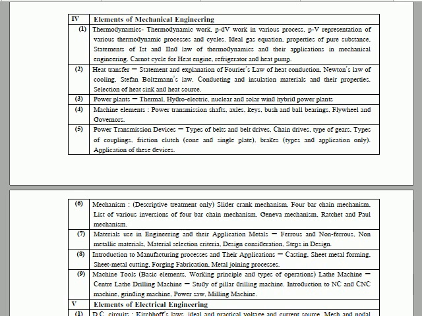After that, machine element, power transmission, shafts, axles, power transmission belt drives, gears, clutches, couplings, brakes, etc. Then mechanism, slider crank mechanism, 4-bar chain mechanism, different inversions of 4-bar chain mechanism. Thereafter, the materials used in engineering, metal, ferrous, non-ferrous metal, non-metallic material criteria, different conservation steps. Then after that machine tools, lathe machine, etc.